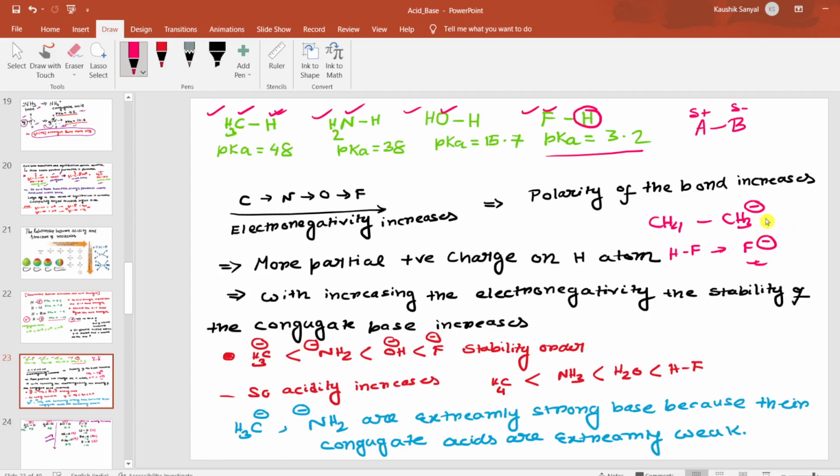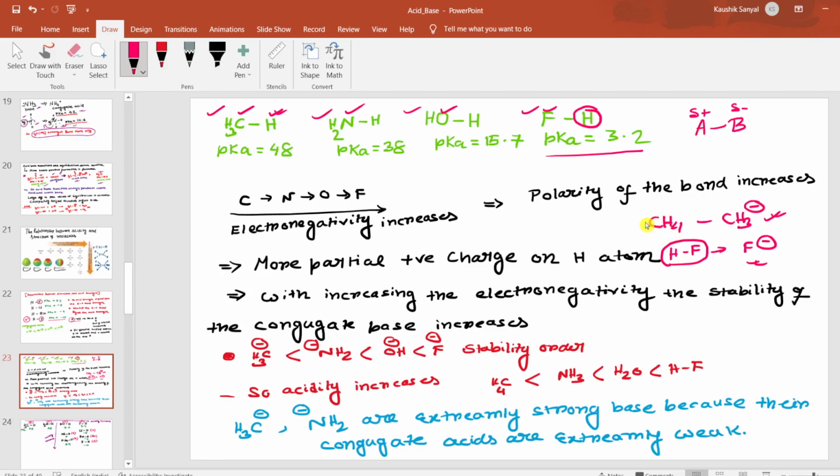than this methide. This is because fluorine has very high electronegativity, so the electron residing on this fluorine atom will be much lower in energy. On the other hand, the electrons residing in this carbon orbital have much higher energy. So this methide ion is much more unstable compared to the fluoride ion. If you compare the stability of the conjugate bases, the fluoride ion is much more stable. So that's why hydrofluoric acid has much higher acidity than methane.